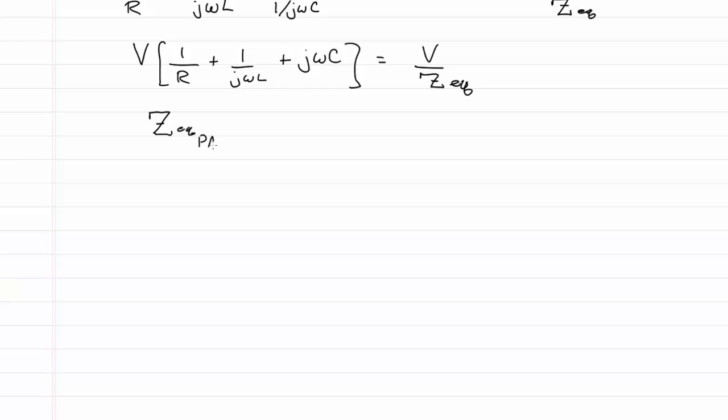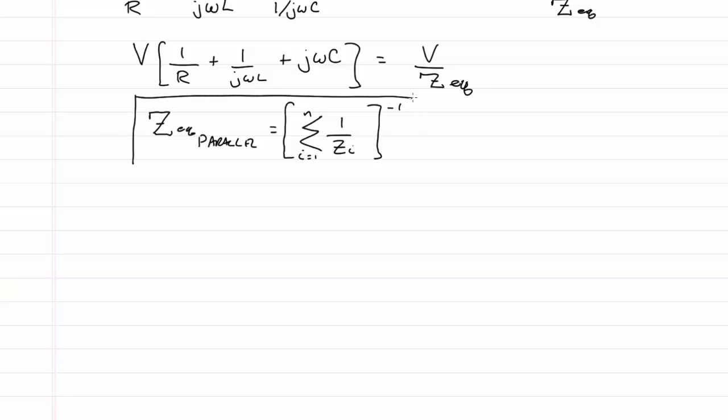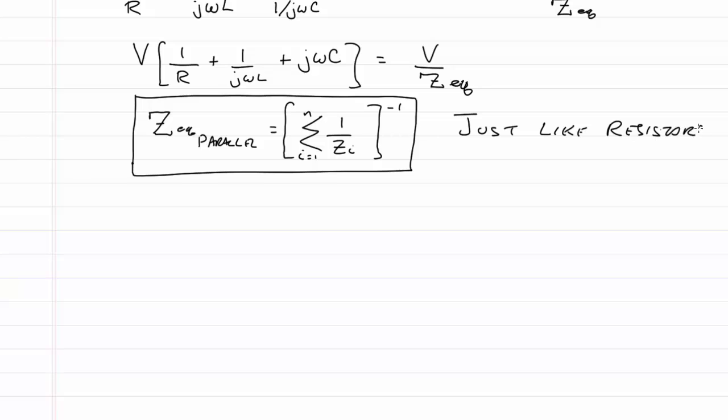For this to hold for any voltage, Z equivalent in parallel must be equal to the inverse of the sum of the inverses of the individual impedances. And this, as you can see, again, is just like resistors, except, of course, now we're not just adding up real numbers, we have to add complex numbers.